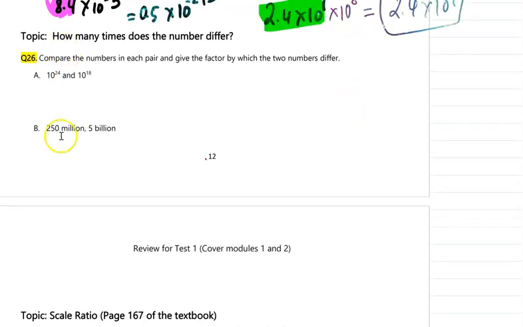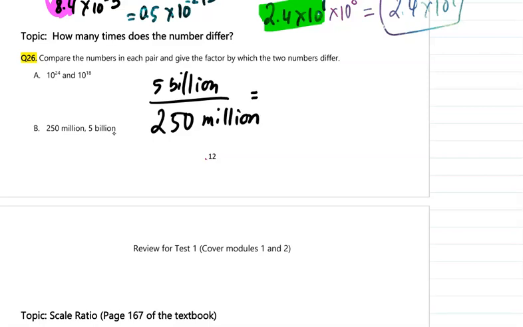Part B, you compare 250 million to 5 billion. Let's write the bigger number in the numerator, 5 billion on top, and 250 million on the bottom. It doesn't matter which way you do it, it's the same thing. You can say this is greater than that, or that one is this much smaller than this. So 5 billion is going to be 5 times 10 to the power 9, and 250 million is 250 times 10 to the power 6. Notice that billion is 10 to the power 9, and million is 10 to the power 6. I write it in scientific format.